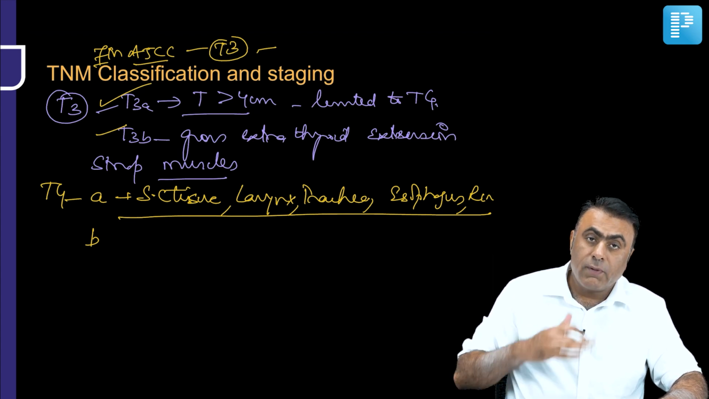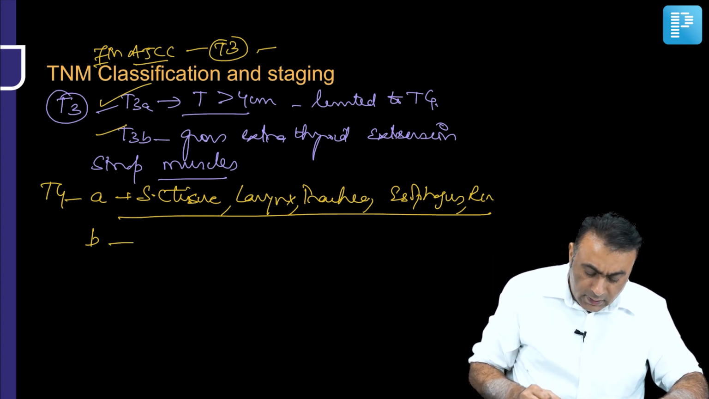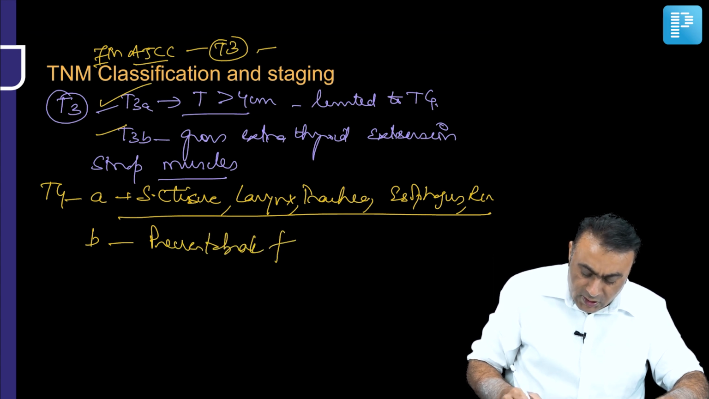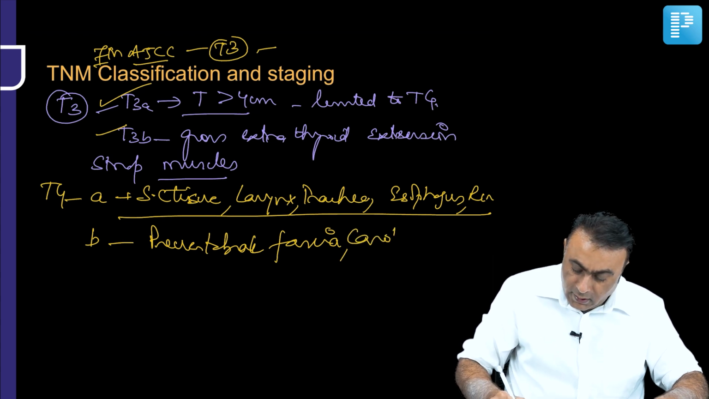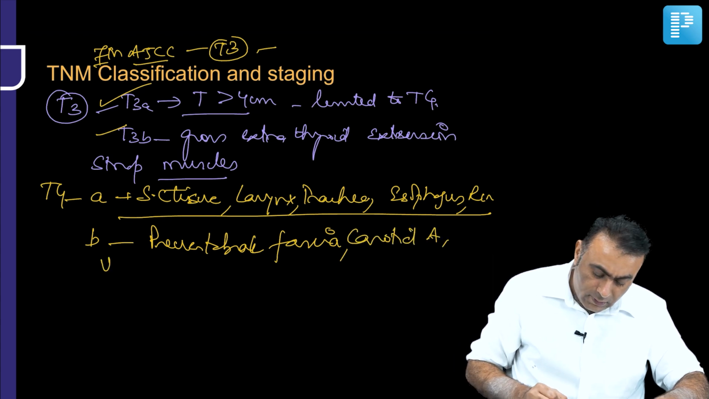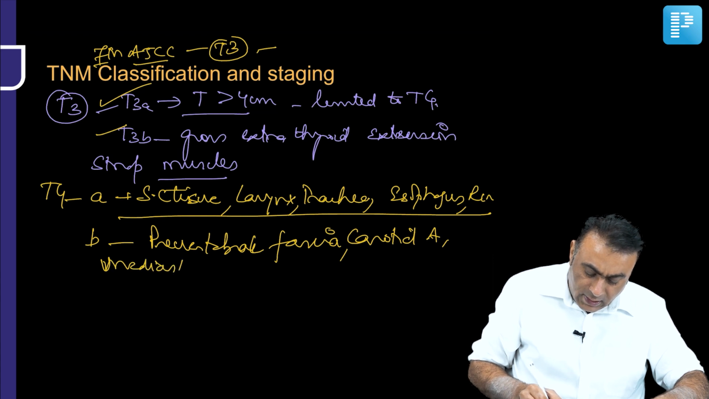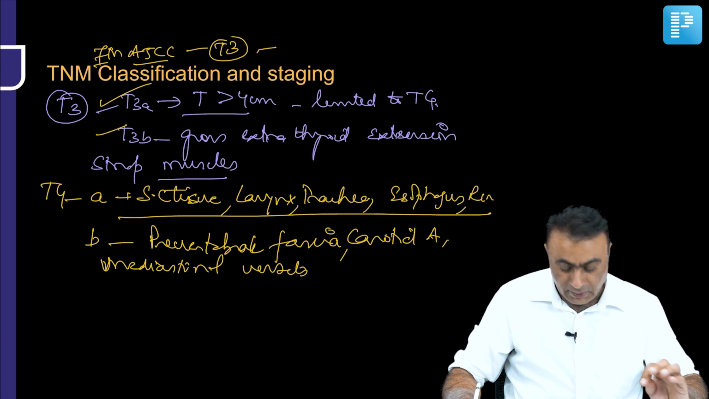What is T4B? The tumor has gone even beyond this. So if the tumor is involving the prevertebral fascia, or it is encasing the carotid artery, or maybe encasing or involving the mediastinal vessels, then it is called T4B.